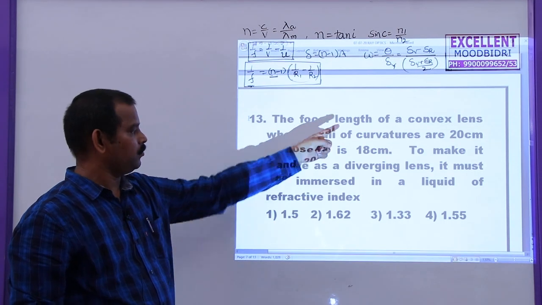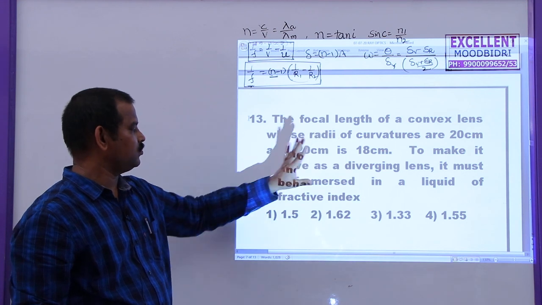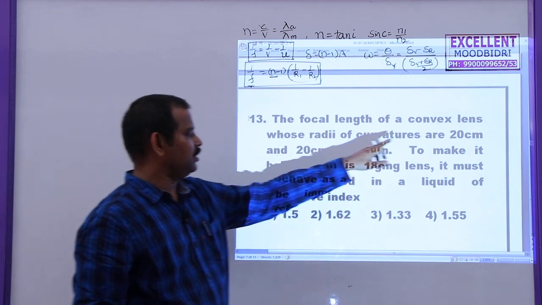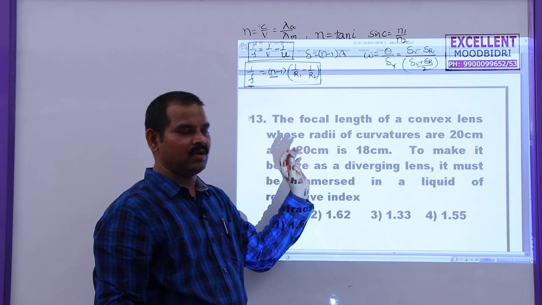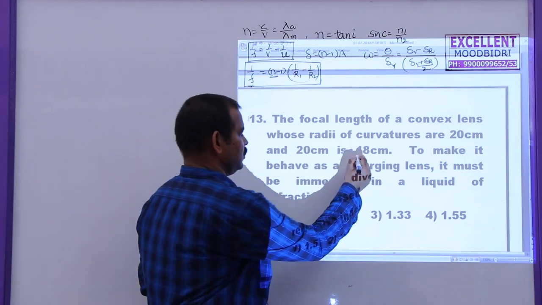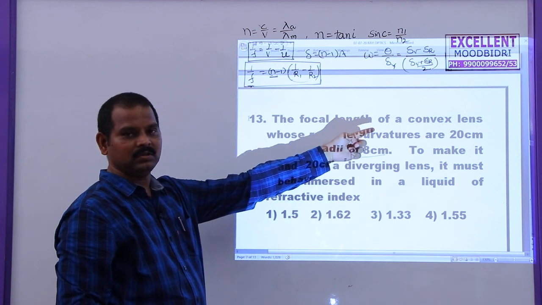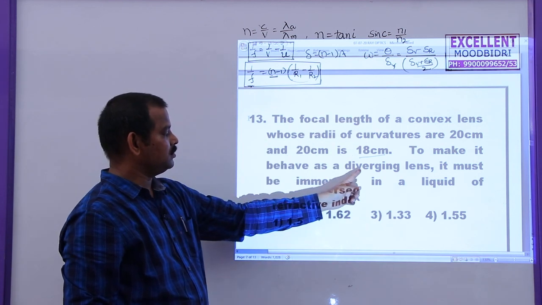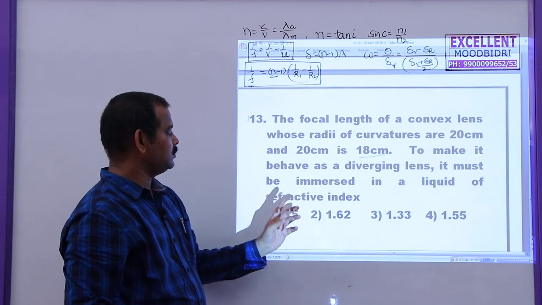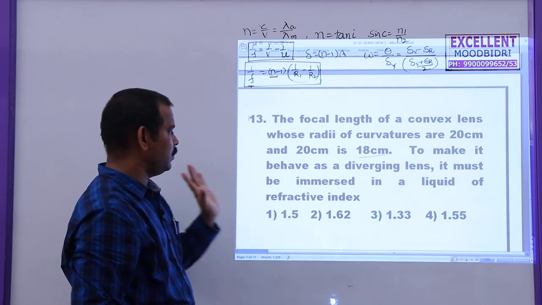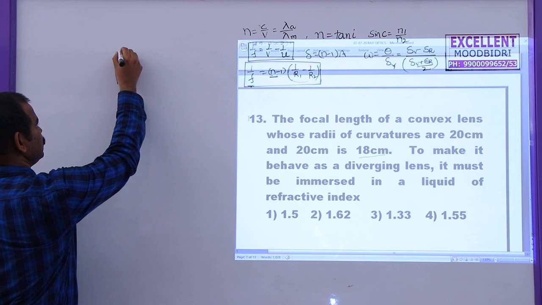The focal length of a convex lens whose radii of curvature are 20 and 20. So both radii of curvature are equal, means it is an equiconvex lens, and its focal length is 18. To make it behave as a diverging lens, actually a convex lens is a convergent lens, when it behaves as a diverging lens, it must be immersed in a liquid of dash. Now we have this concept.